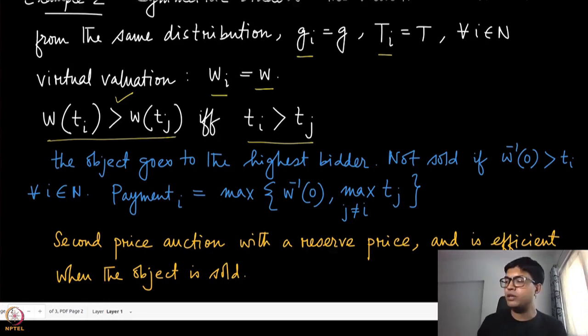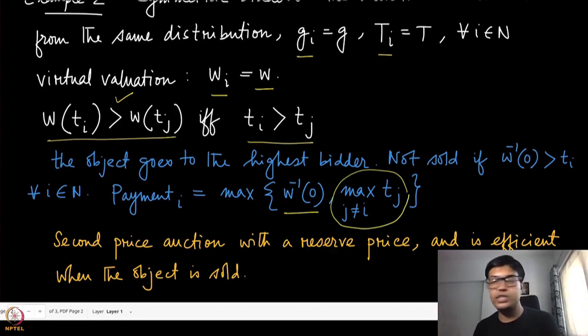Then the payment will just be W inverse of zero and the max over the rest of the agents. So this means that you are giving it to the highest bidder, and you are charging the second highest bid or the reserve price. So this is exactly equal to the second price auction with a reserve price in the case of symmetric bidders.